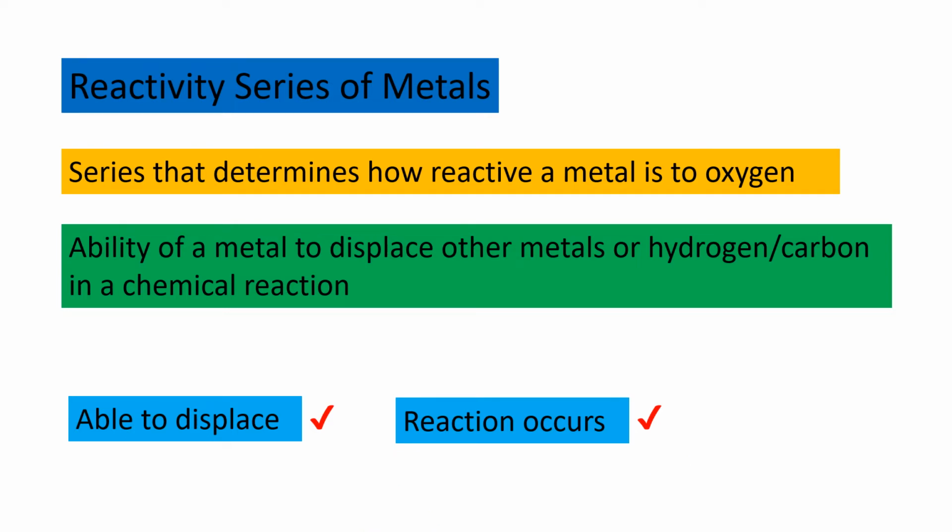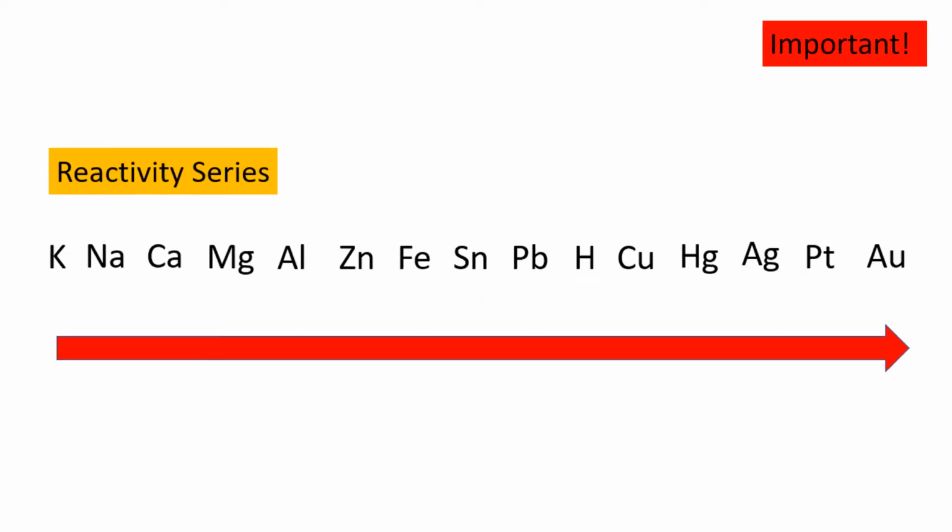Let's get into the actual series now. This is the most important part, the actual reactivity series. It's written down in symbols, in the sequence: potassium, sodium, calcium, magnesium, aluminium, zinc, iron, tin, lead, hydrogen, copper, mercury, silver, platinum, and gold. You can see hydrogen is present here. Hydrogen is very important in the reactivity series, along with carbon, but it's not discussed here yet.